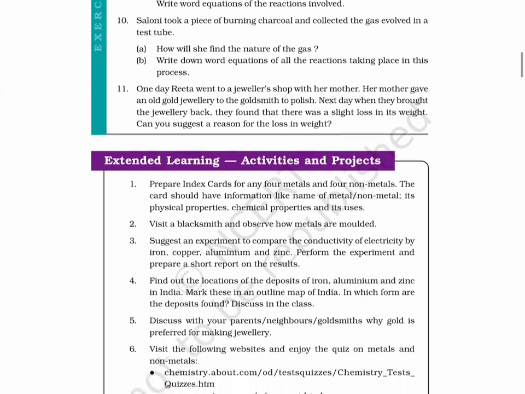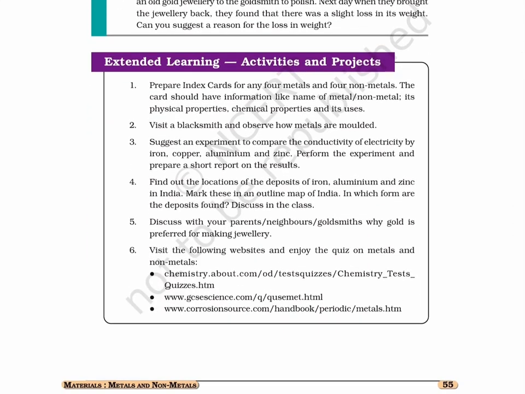Extended learning, activities and projects. First, prepare index cards for any 4 metals and 4 non-metals. Second, visit a blacksmith and observe how metals are molded. Third, suggest an experiment to compare the conductivity of electricity by iron, copper, aluminium and zinc. Perform the experiment and prepare a short report on the results.